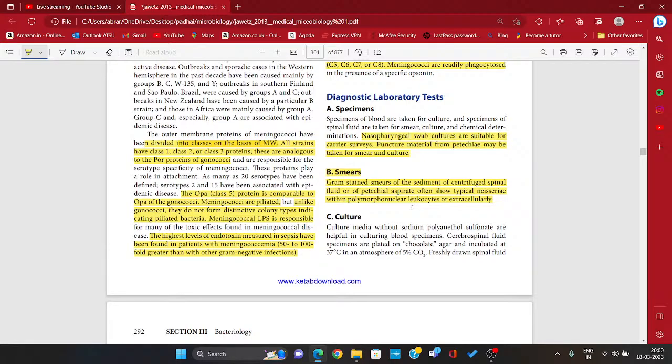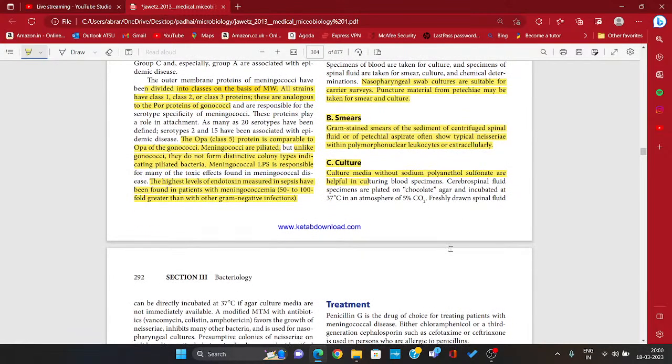So, culture media without sodium polyanethol sulfonate are helpful in culturing blood specimens. Cerebrospinal fluid specimens are plated on chocolate agar and incubated at 37 degrees Celsius in an atmosphere of 5% carbon dioxide.